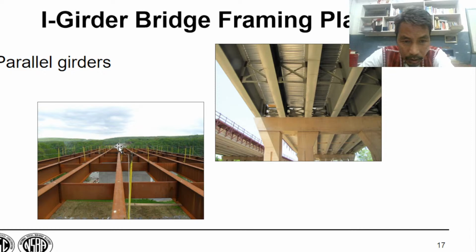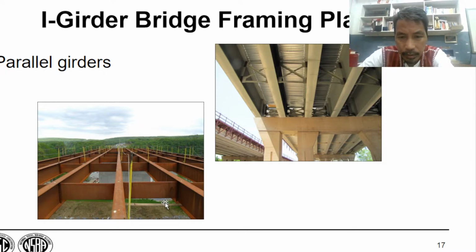Okay, so these are the girders. How many girders? 1, 2, 3, 4, 5, 6, 7, 8. So here there are 8 girders.